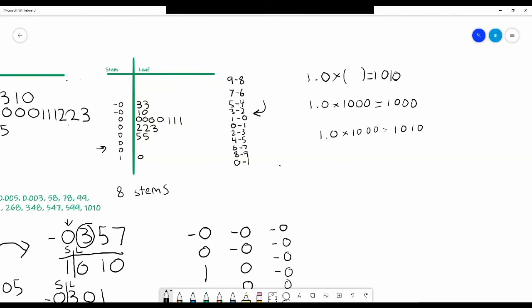If we were to multiply it by 10,000, 1.0 times 10,000, that would be way too big because it would be 10,000. It's not close to 1010. And if we were to multiply 1.0 by 100, it would only give us 100. Still very far from 1,010. So the closest we get is by multiplying by 1,000.